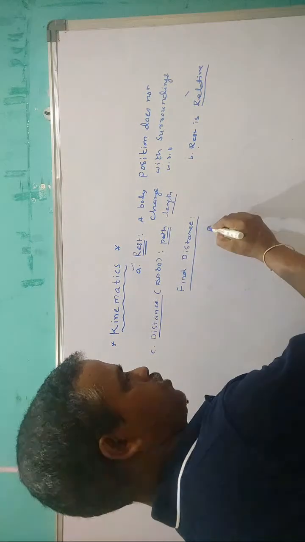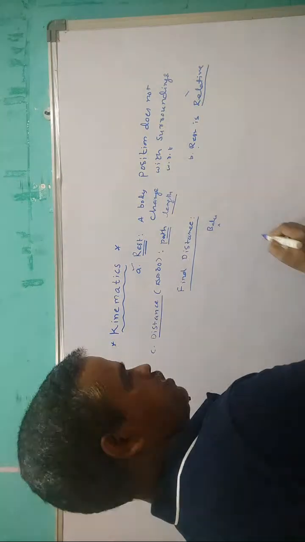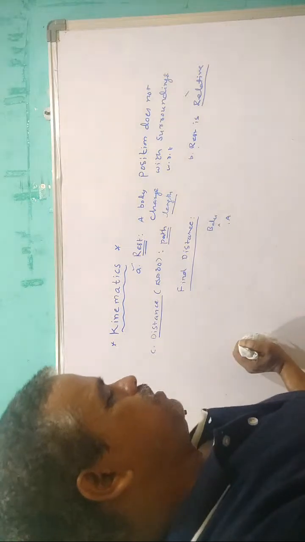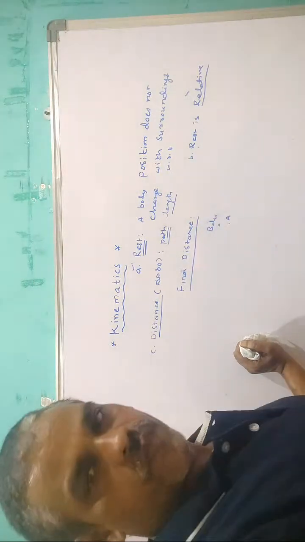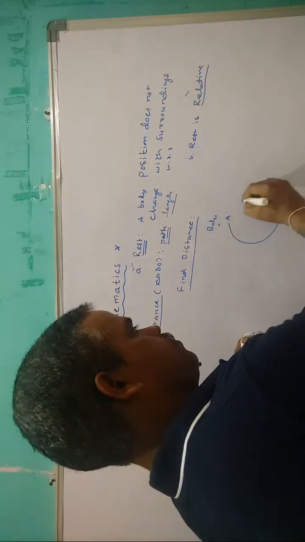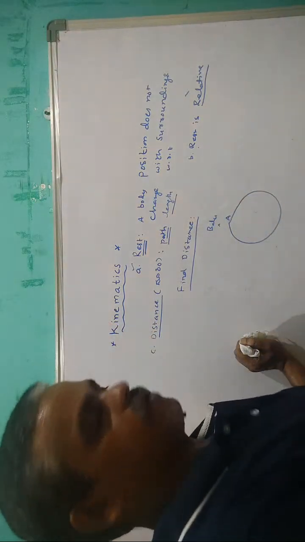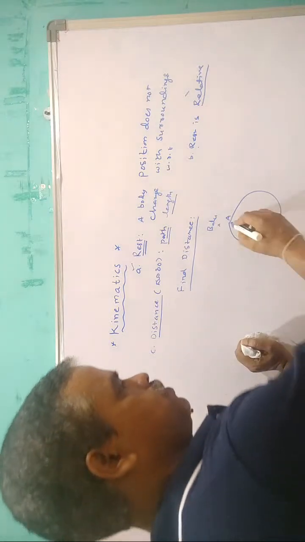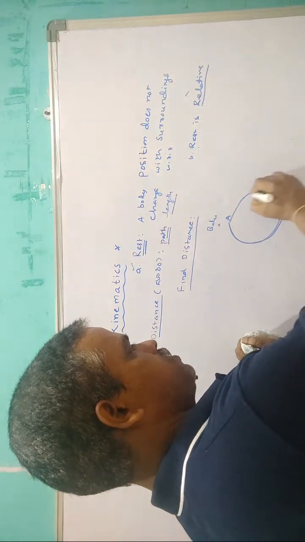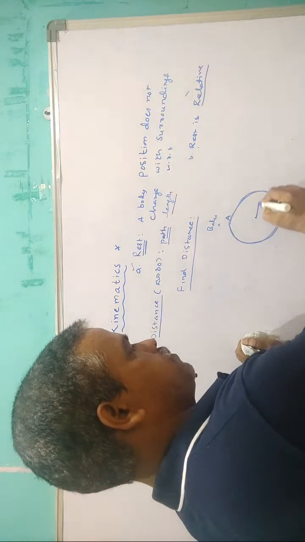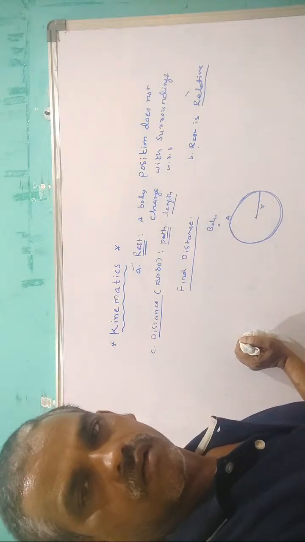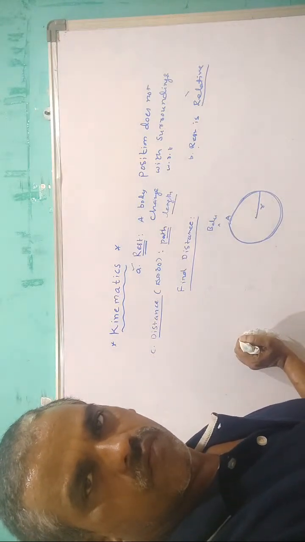See, Balu started, he walked. Balu is walking. Started at point A, then reached point A. So this is a circular path with radius R. Are you observing? I think you are following me.